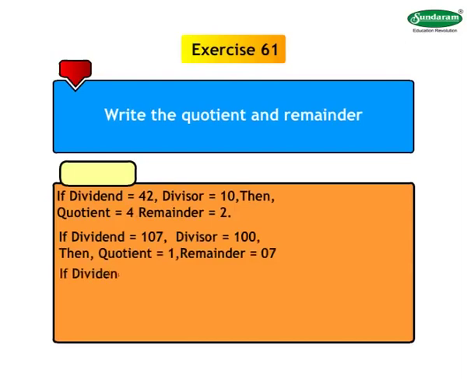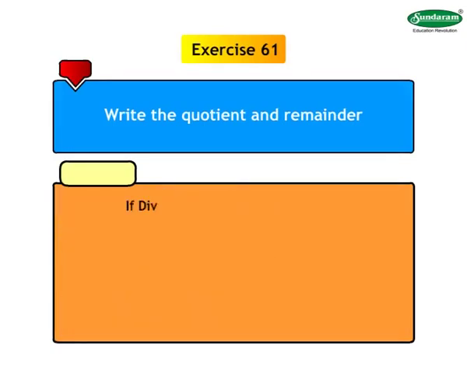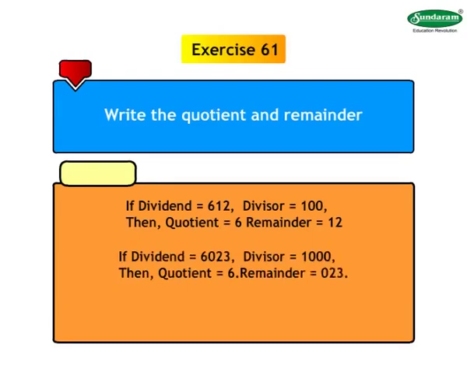If dividend is equal to 3213, divisor is equal to 1000, then quotient is equal to 3, remainder is equal to 213. If dividend is equal to 83, divisor is equal to 10, then quotient is equal to 8, remainder is equal to 3. If dividend is equal to 612, divisor is equal to 100, then quotient is equal to 6, remainder is equal to 12. If dividend is equal to 6023, divisor is equal to 1000, then quotient is equal to 6, remainder is equal to 023.